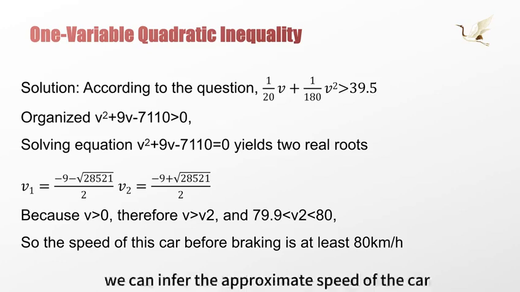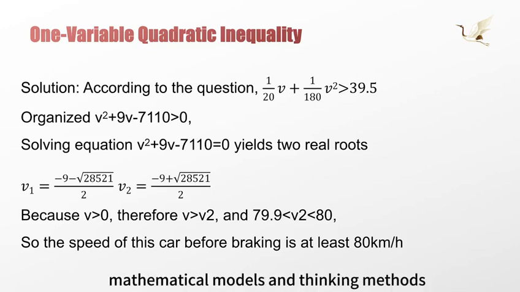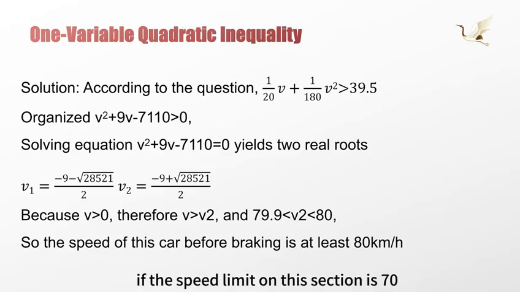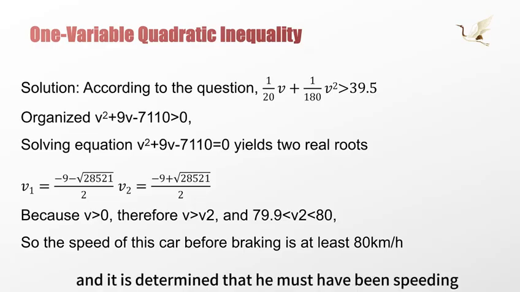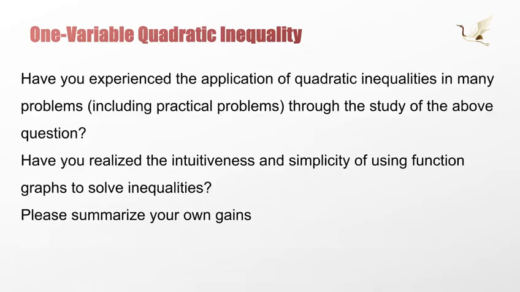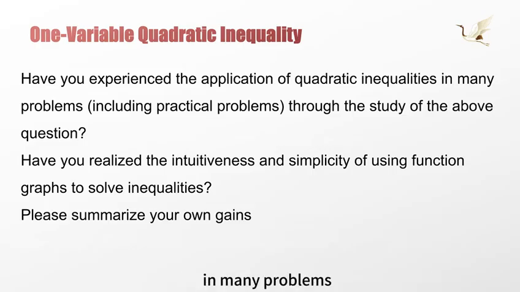In this way, we can infer the approximate speed of the car before braking based on the braking distance, mathematical models, and thinking methods. If the speed limit on this section is 70 kilometers per hour, then according to mathematical methods, the vehicle speed is at least 80 kilometers per hour, and it is determined that he must have been speeding.